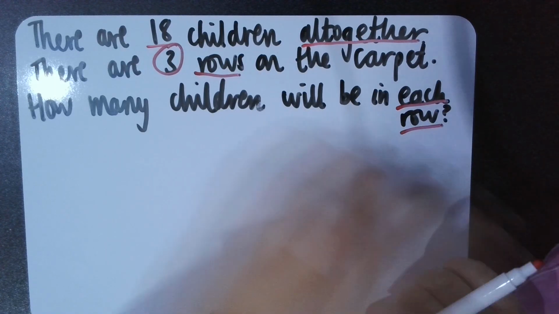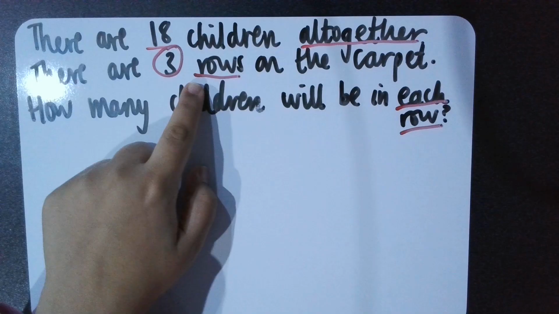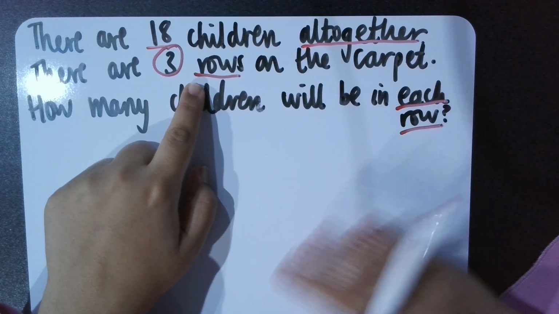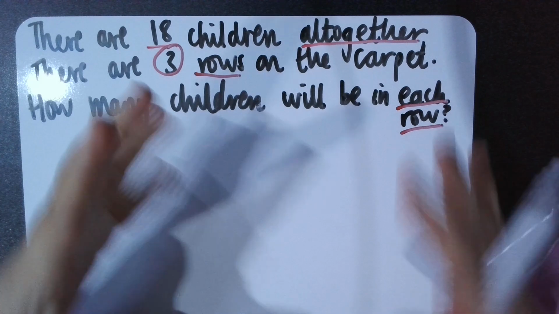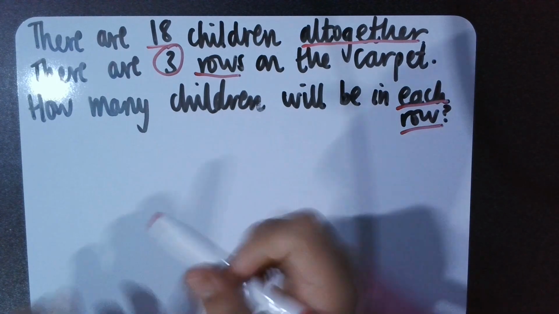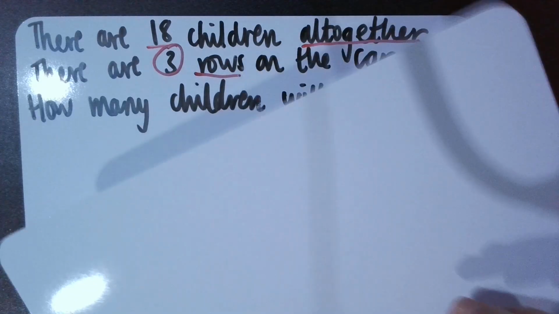I know this because I've got a whole. I've been told the number of parts or the number of groups that I've got, and I am looking for the value of each group. Let's have a look at how to do this. So, I'm actually just going to note down the key information we've got. I might do that on a separate whiteboard here.